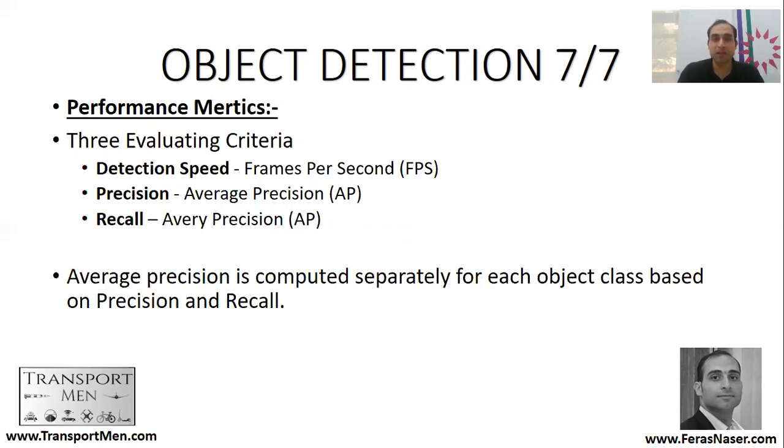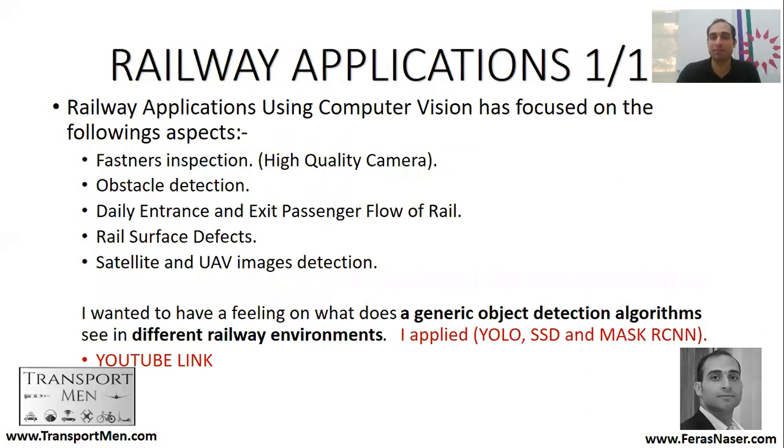Let me talk a little bit about performance metrics. There is detection speed, which is about frames per second, and there is precision, which is about average precision and recall. Based on that, the quality of the model is determined. Now, let me talk a little bit about some of the railway applications, and this is a very interesting part.